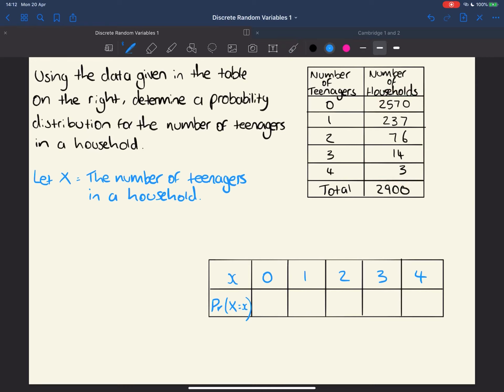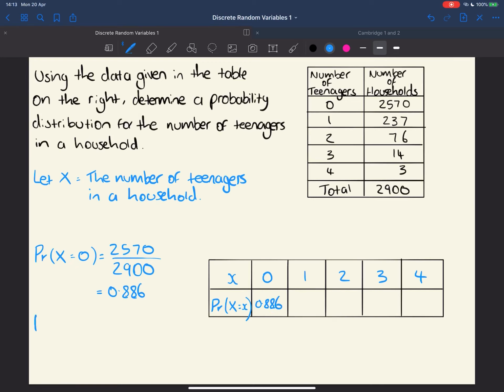So let's write it on the left, and I'll show you how you represent it. The probability that our variable, which is the number of teenagers in a household, will be 0, can be calculated by dividing the number of households which have 0 teenagers by the total number of houses. And that's 0.886. So that answer goes right here, 0.886.